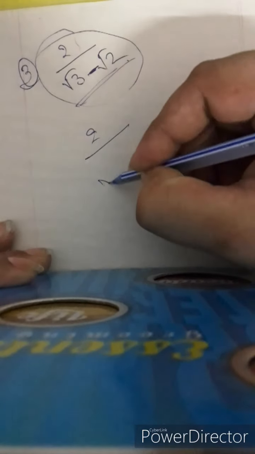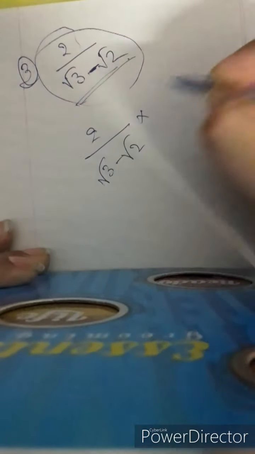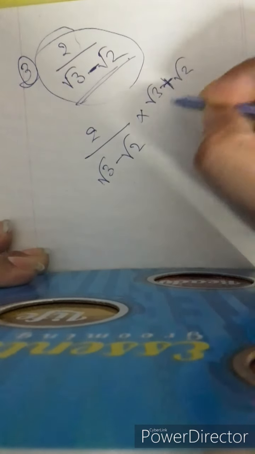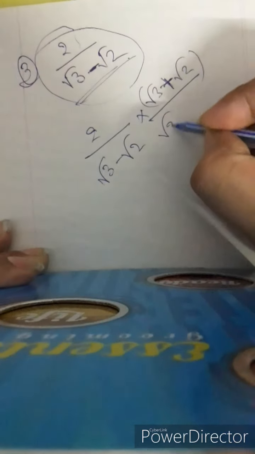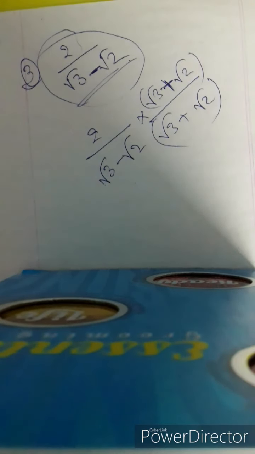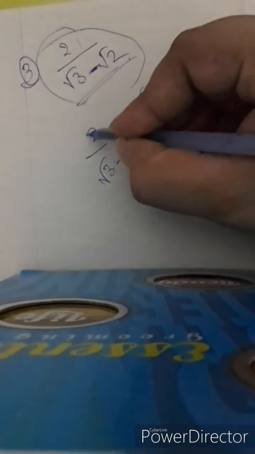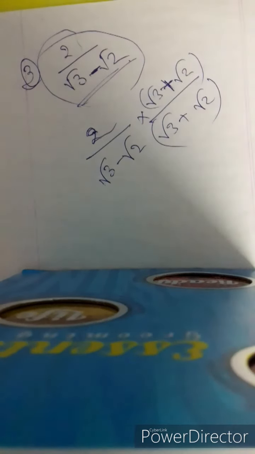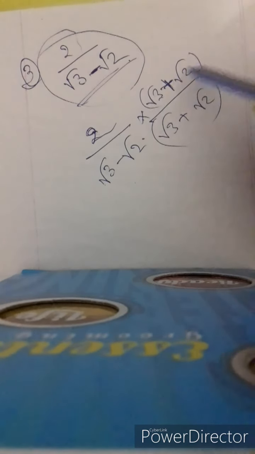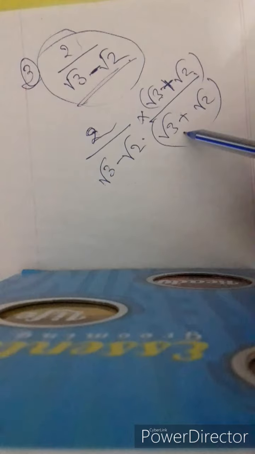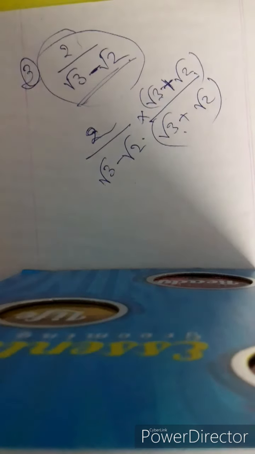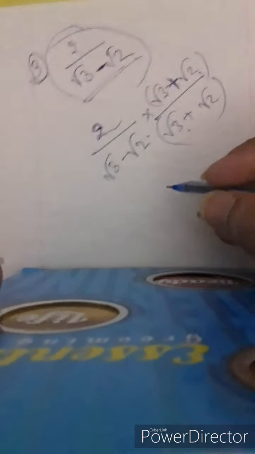So root 3 minus root 2, we have to just multiply the denominator by root 3 plus, the sign changes, mind it, root 3 plus root 2, and the numerator by root 3 plus root 2. I hope you are able to see what I have done here, that 2 by root 3 minus root 2 remains same, multiply the numerator by root 3 plus root 2 and denominator by root 3 plus root 2 also. So solving now, what do we get?